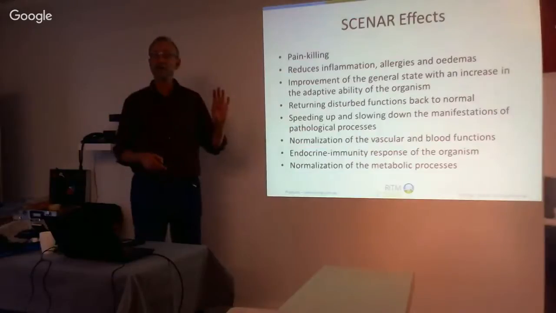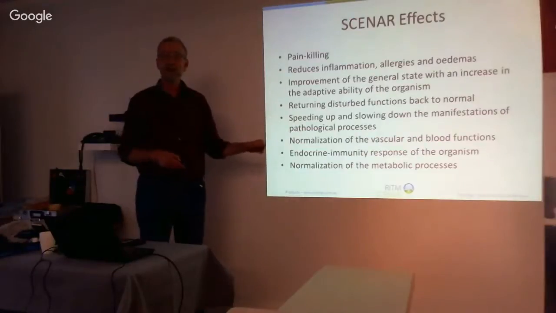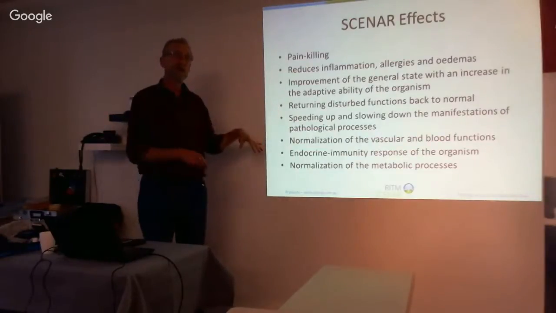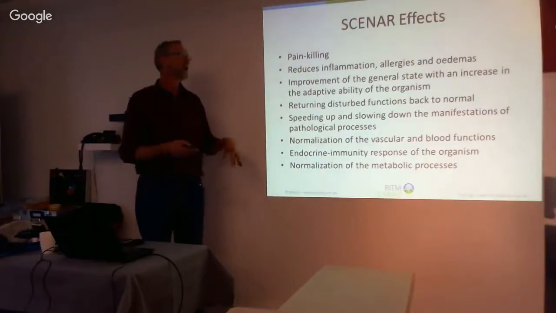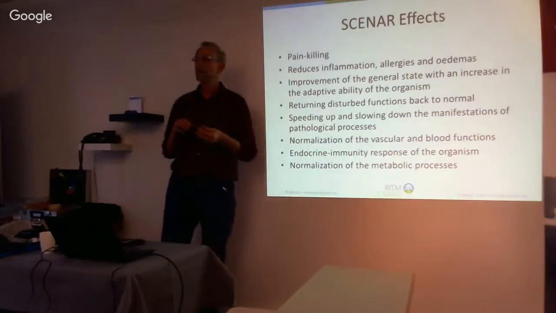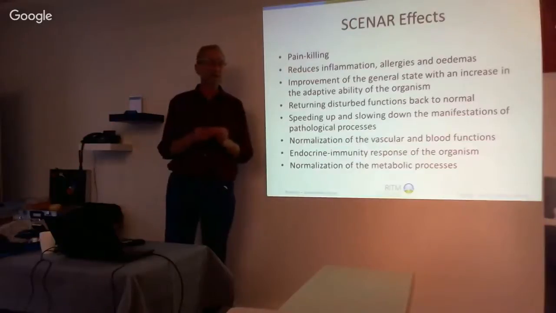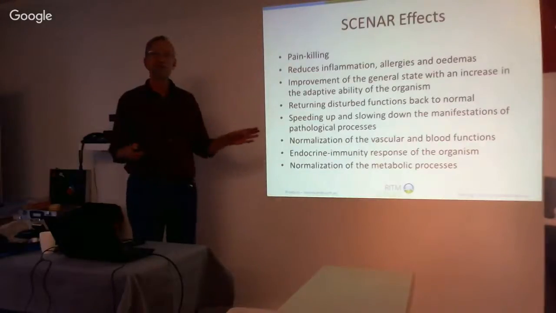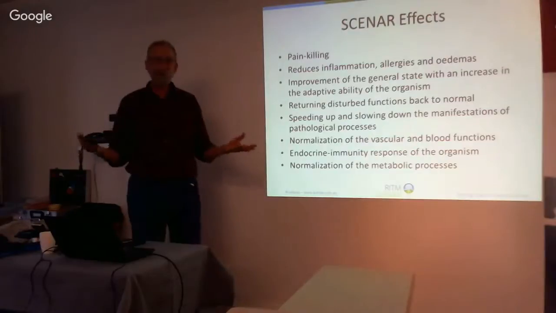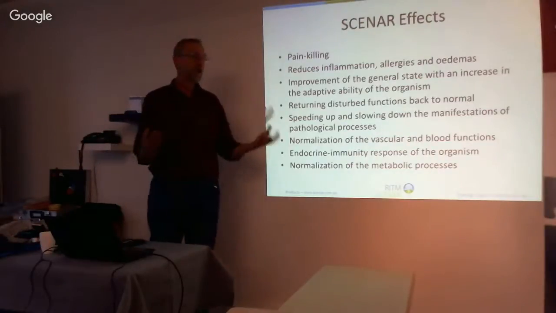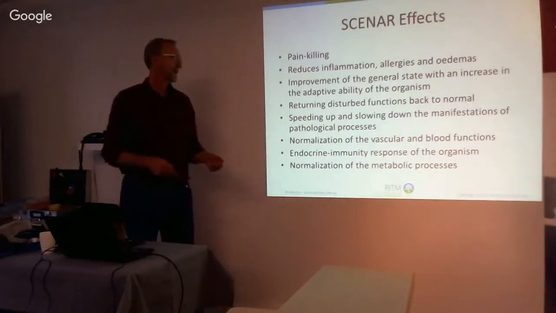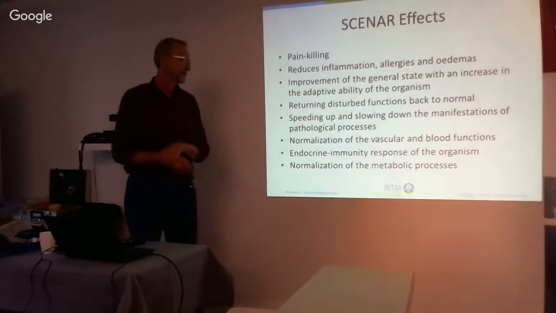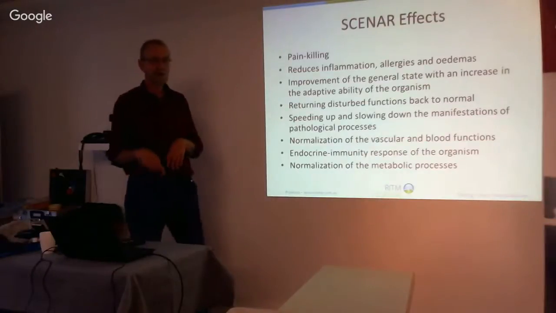Vascular and blood functions normalize quite nicely with Scenar therapy. So we can treat high blood pressure and low blood pressure. We can treat the adhesion of red blood cells if they are trying to clot. Scenar has an effect on the endocrine and immune response of the organism. It actually helps the immune system to fire up and work better, and it thereby helps the normalization of metabolic processes.